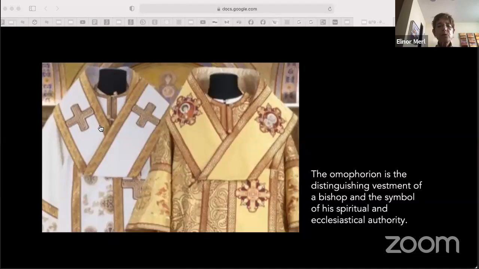Originally woven of wool, it's a band of brocade decorated with 4 crosses and an 8-pointed star. It's worn around the neck and shoulders. This is one of the most important and ancient elements of bishops' vestments, without which they may not perform their sacramental duties.